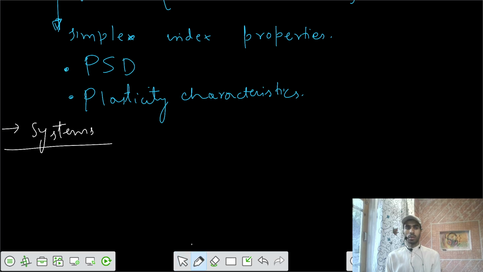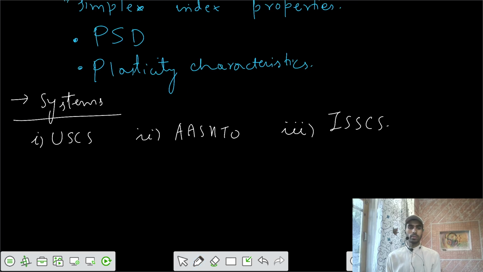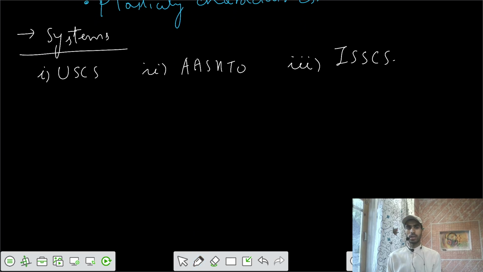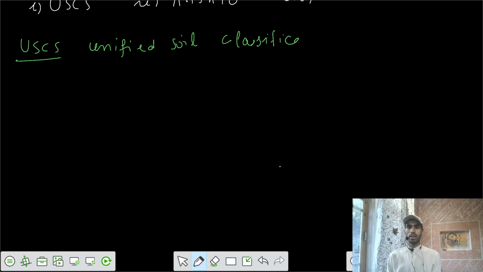The first one among them is USCS. The second one is AASHTO. And the third one is ISSCS. Let's talk about the first one, USCS, the Unified Soil Classification System.